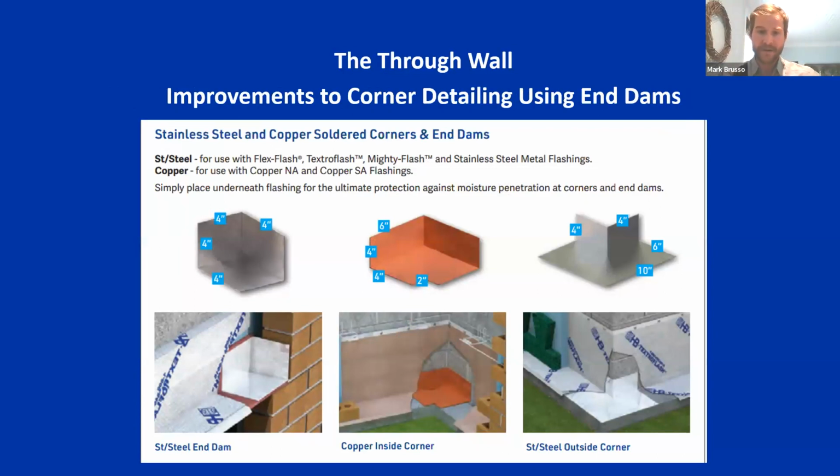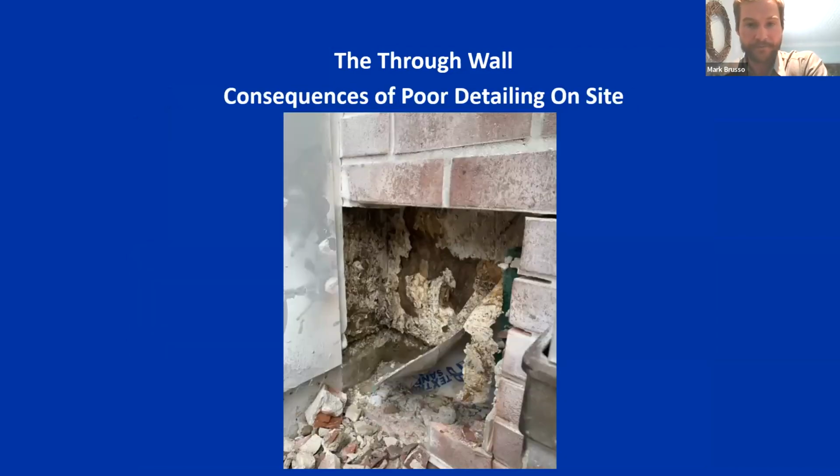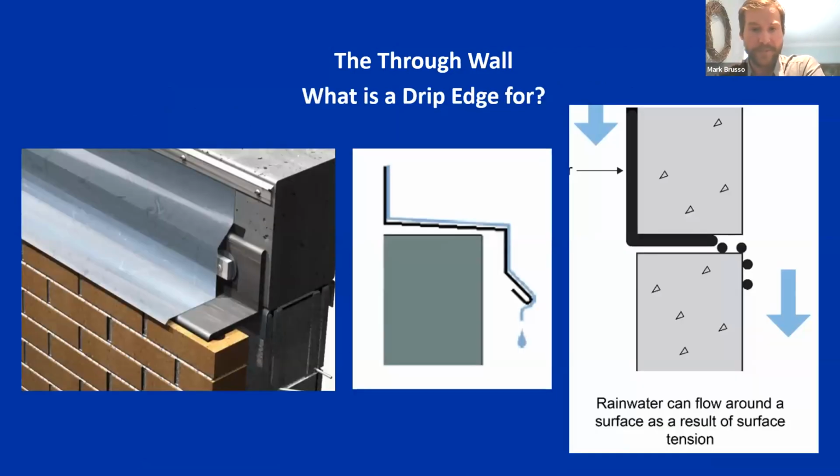They manage that finicky area where we have to bring the fabric areas together, and they're a great accessory to really clean up the detailing in these areas, and they do a great job in doing so. So there are consequences to bad through wall, and they can be seen when we open up through walls that have been showing signs of deterioration. So it happens.